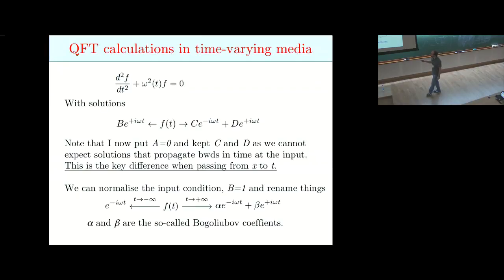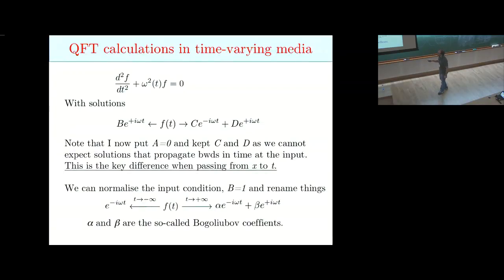Now, why is that? So I put the a equal to 0 and kept c and d. So now what I've done is I put this to 0, not the a. It's not important. I put the reflected term here to 0, and I've kept this guy. Okay. So why is that? Well, you have to think of, you know, we're in time now. So this term here would have corresponded to something propagating to minus infinity without me ever having sent something in, and that's not causal. I can't have that. Okay? So I cannot expect solutions that propagate backwards in time towards the input.